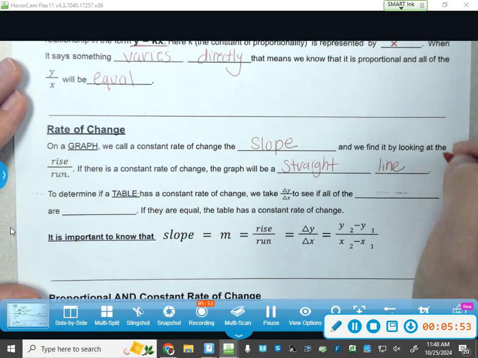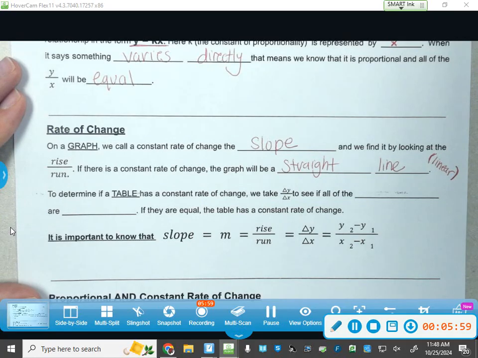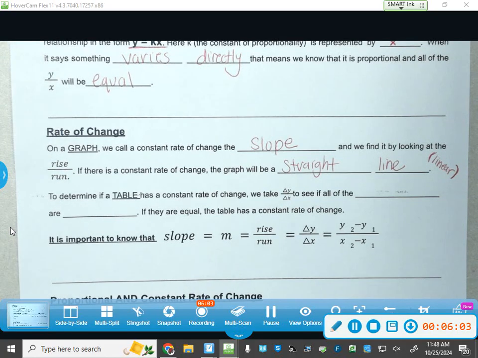And you can add in here at the end, linear. Straight line, we tend to call that linear. It will be linear if there is a constant rate of change. And guys, we talked about this.